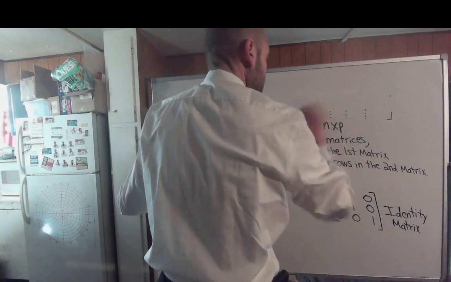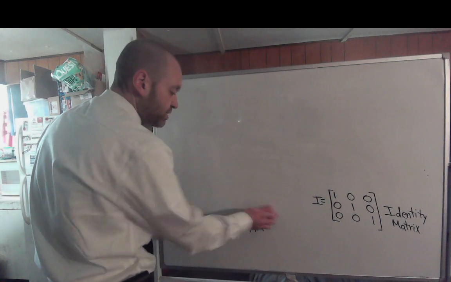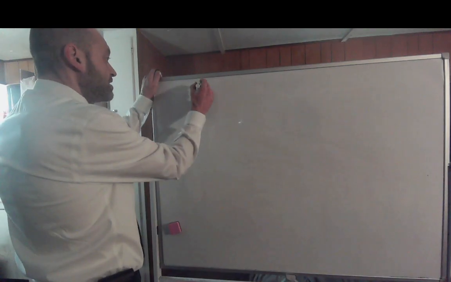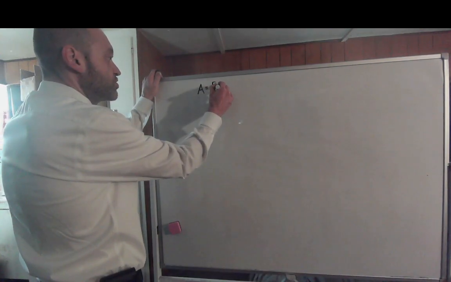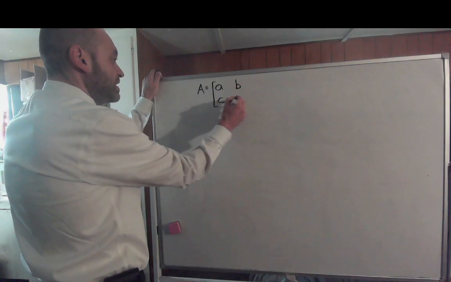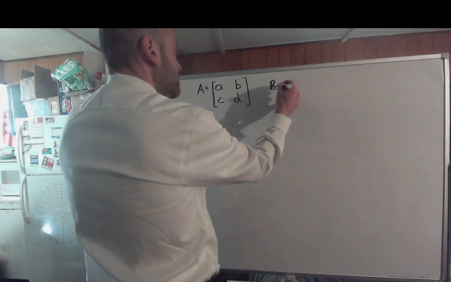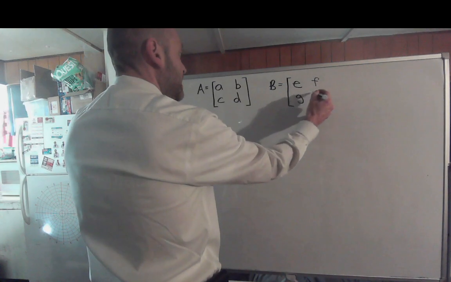Now, let's set up an example of how you would actually do the matrix multiplication if you can do it. Well, first, let's introduce how that's going to work. Let's say I have matrix A. I'm going to make this a 2 by 2 matrix. You'll have entries A, B, C, and D. Let's make matrix B. We'll make those entries E, F, G, and H.